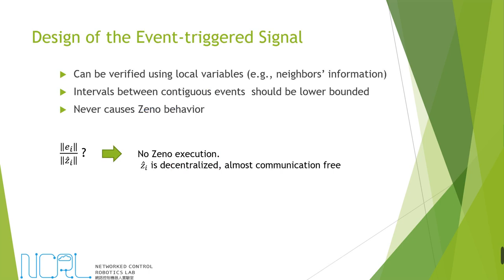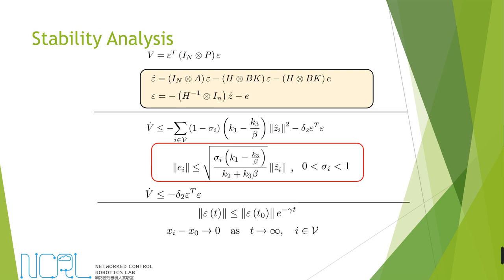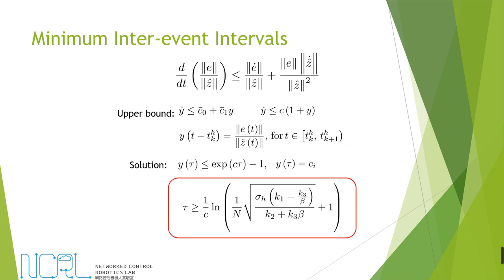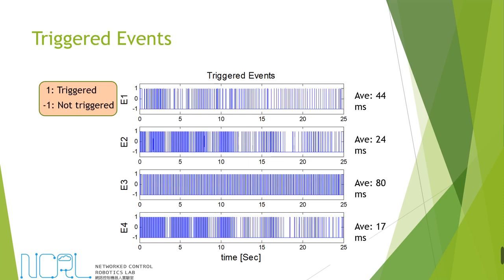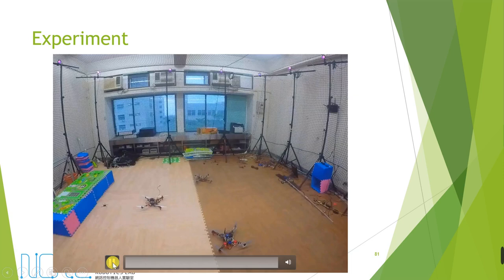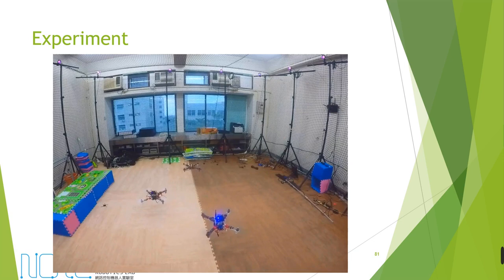Okay, and we do the stability analysis, and also prove that the time between two communication events has a lower bound, so it doesn't require an infinite number of communications. And we also did a simulation. The tracking errors all converge to zero. And the experiment: you can see the three UAVs fly while maintaining a constant relative distance, using only one operator.